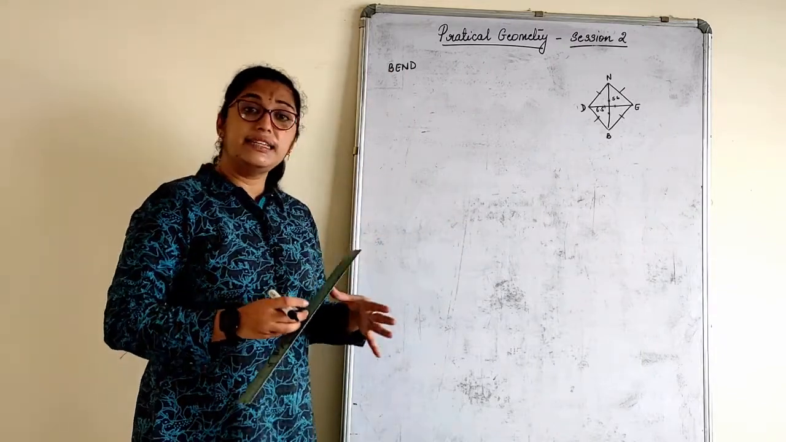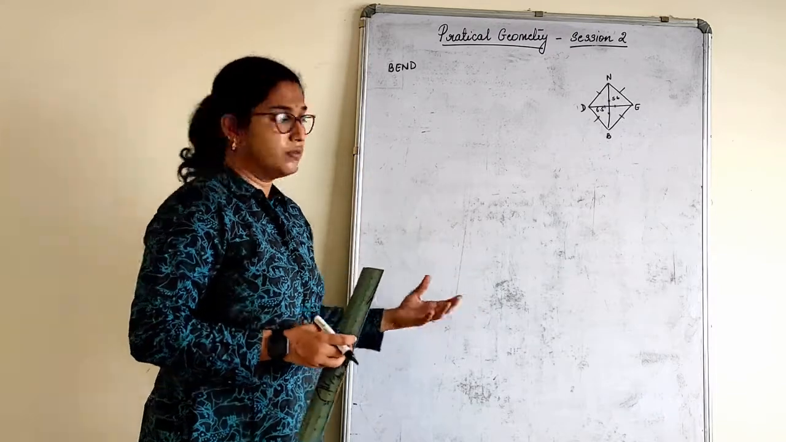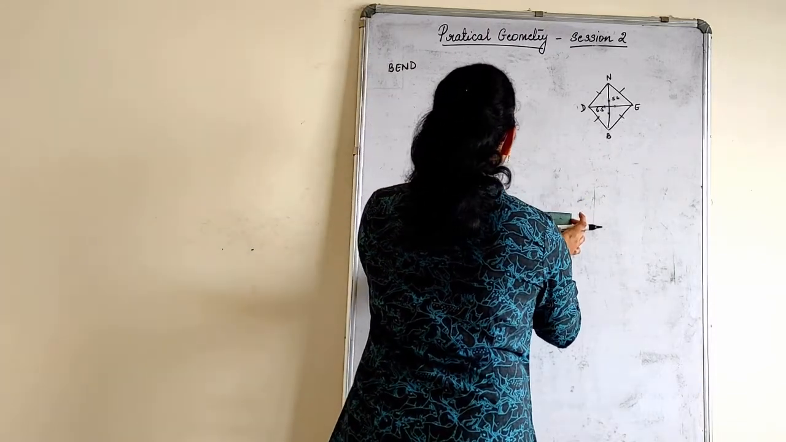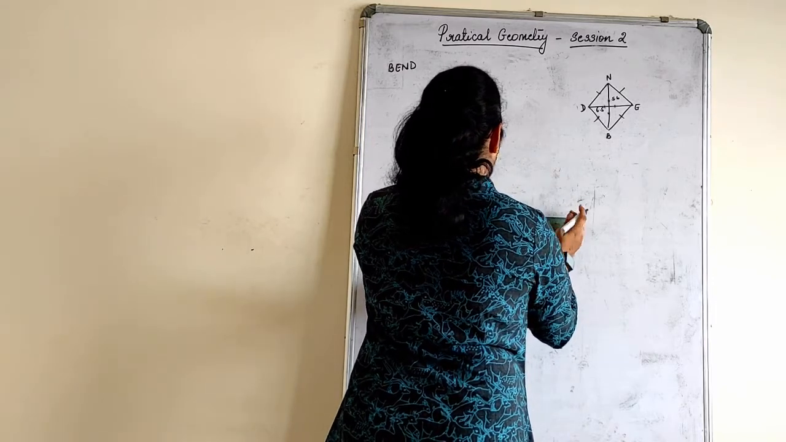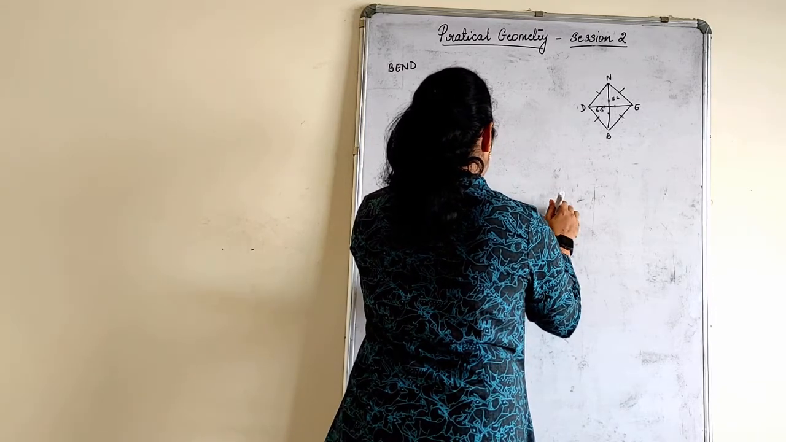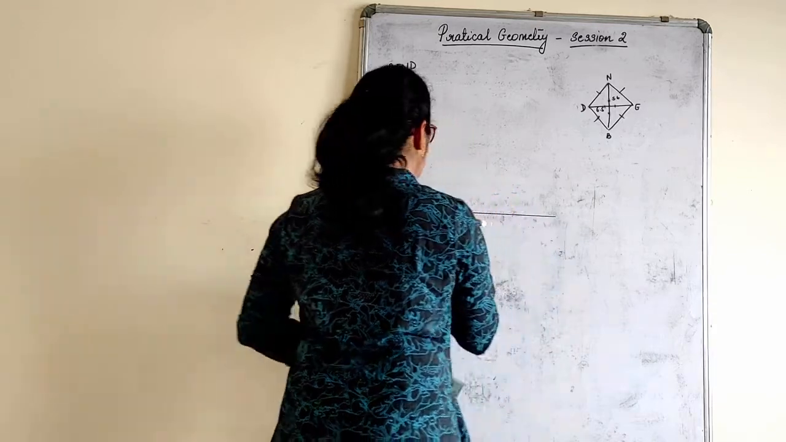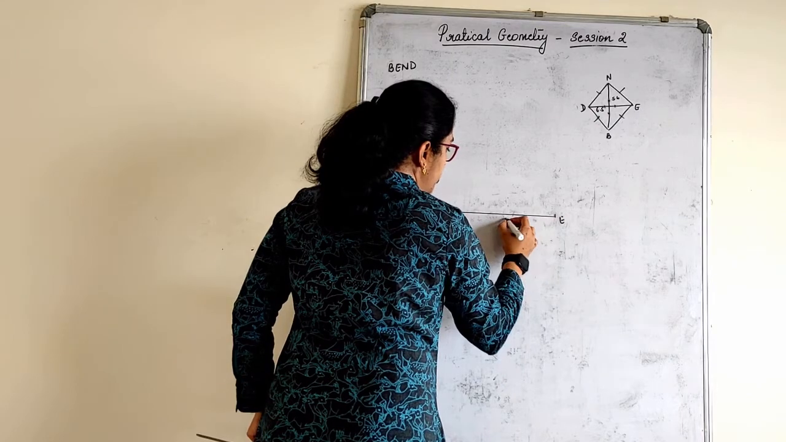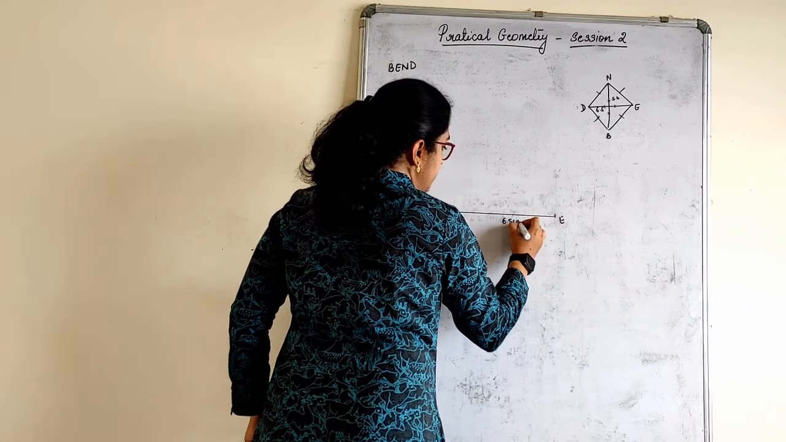Let us consider DE as the base as of now. That means I have to consider DE for 6.5 centimeter. So let me have 6.5 centimeter here. I'll mark that as DE only. This is D and this is E, which is 6.5 centimeter.